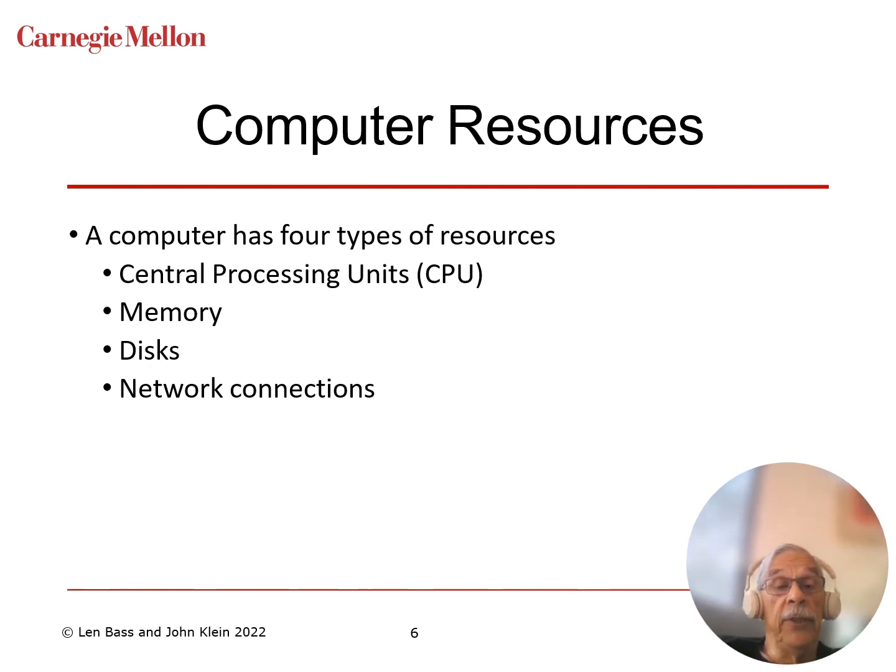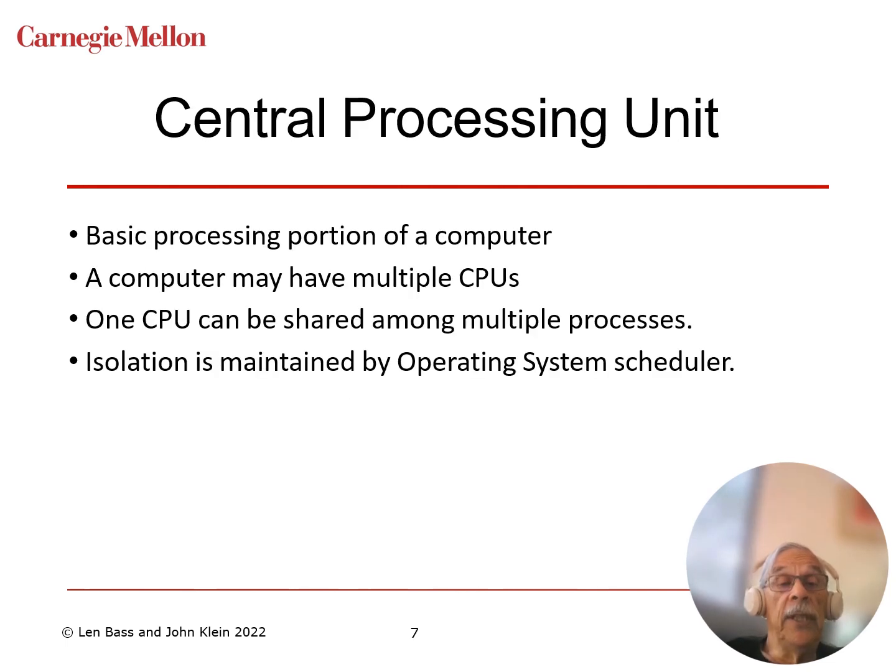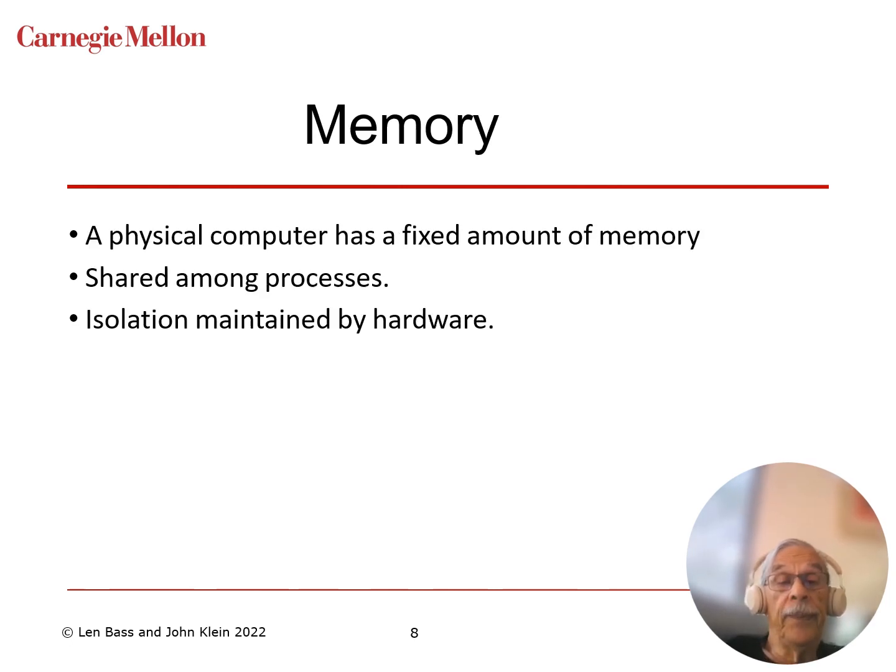A computer has four types of resources. It's got a central processing unit, it's got memory, it's got disks, it's got network connections. The central processing unit is the basic processing portion of your computer. It may have multiple CPUs, but one CPU can be shared among multiple processes. Your turn, my turn, your turn, my turn, that kind of thing. And isolation between the processes is maintained by the operating system scheduler, which is in charge of whose turn it is.